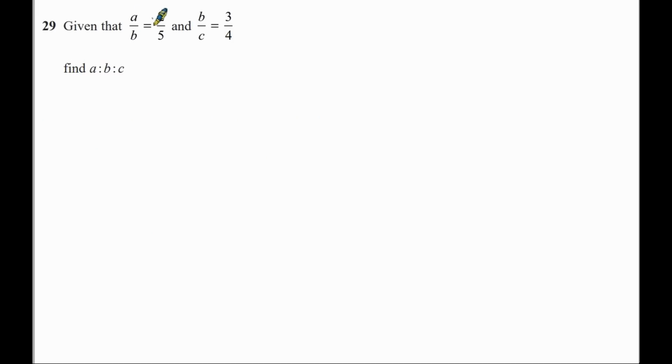29. Given that a over b is 2 over 5 and b over c is 3 over quarter, find the ratio a to b to c.